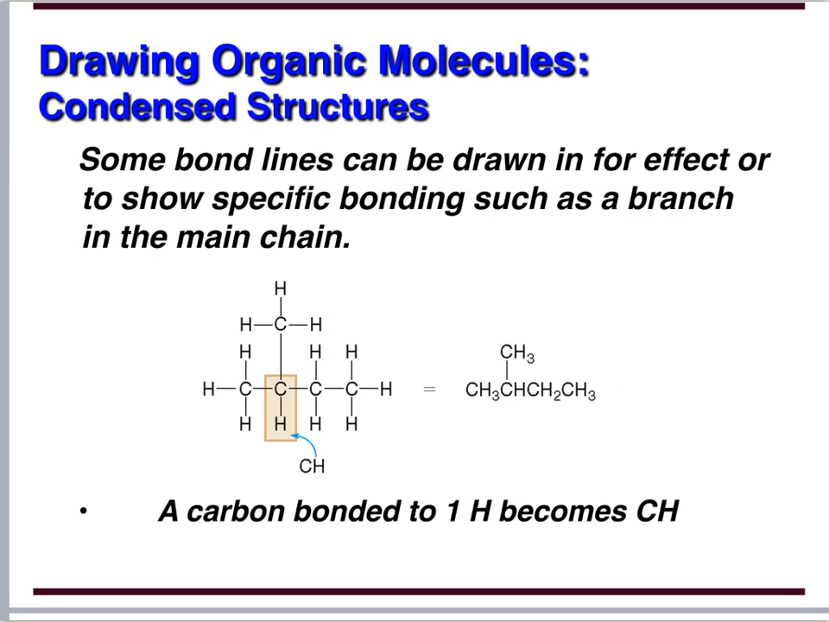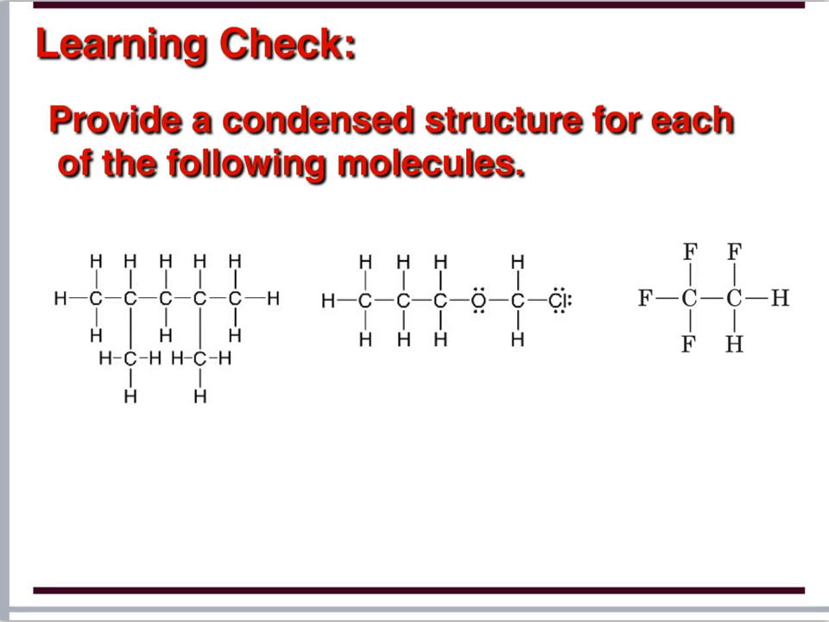Whenever I have a branch in my chain, I still am going to draw that branch in my condensed structure so that it illustrates what's happening away from the main chain. So let's try a few. Okay, here we go. Here are three structures. What I want you to do is group together carbon and each of its hydrogens that go with it.